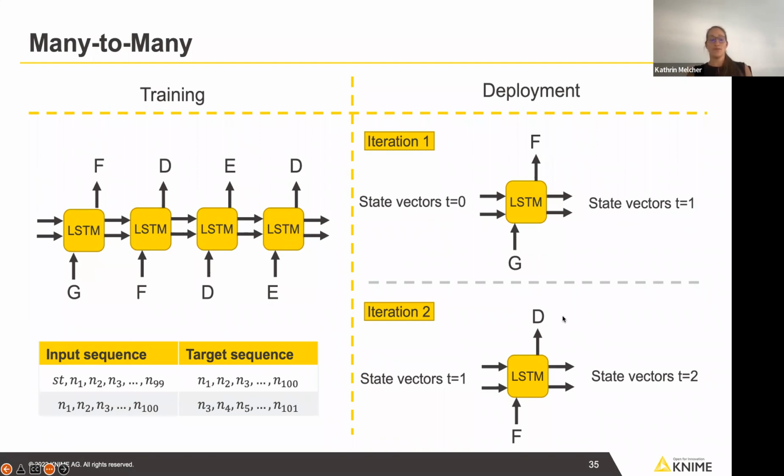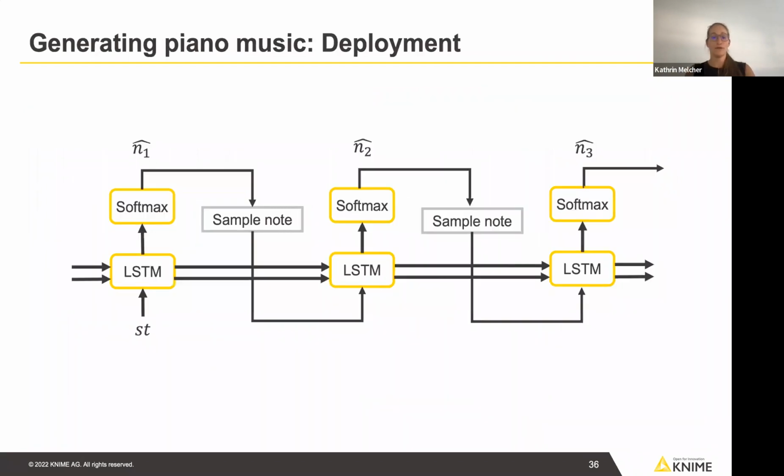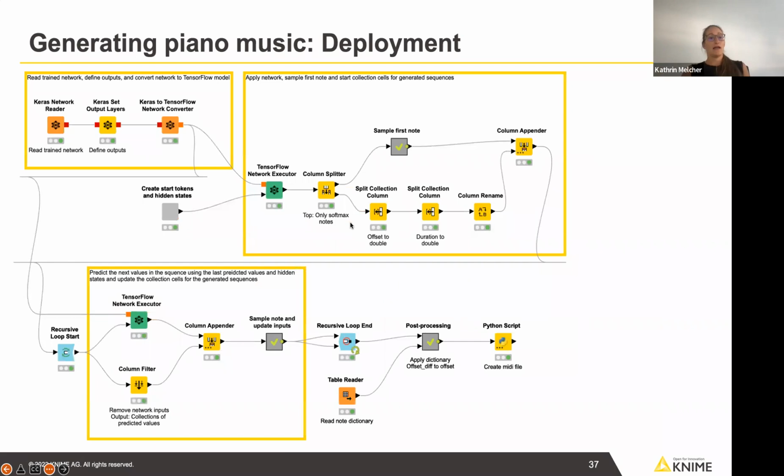And that's now also something that we need to implement in a KNIME workflow, so that we have something like this: a start token, our recurrent layer, we make our predictions. With the softmax, we get a probability distribution over all nodes. We sample our node, and then we feed this back into our network. And the workflow that I used for this deployment part is what you can see here.